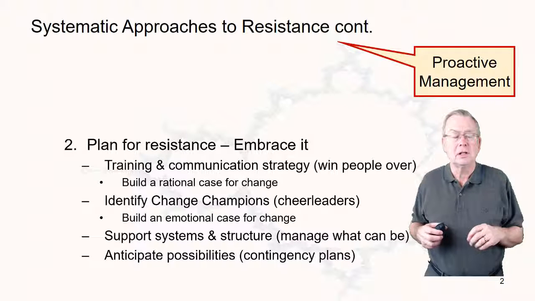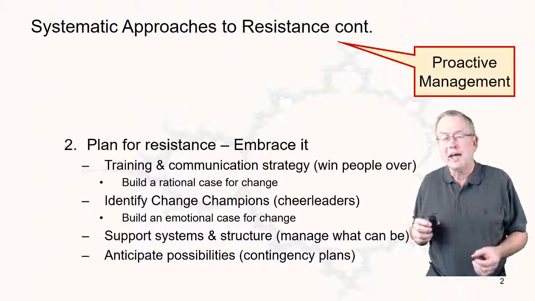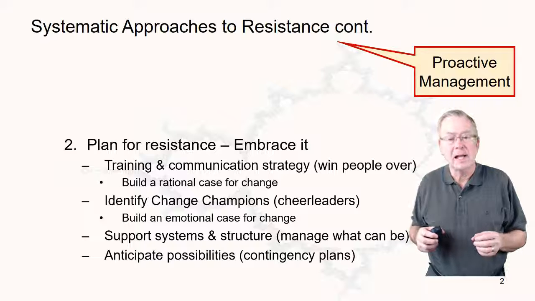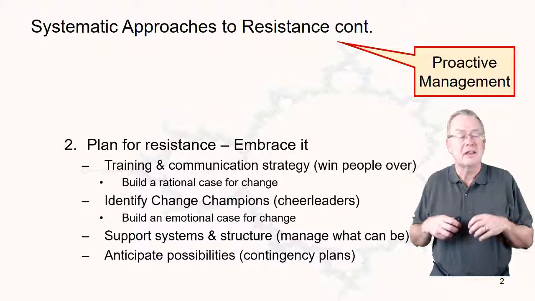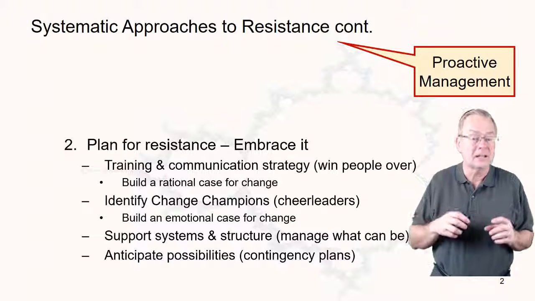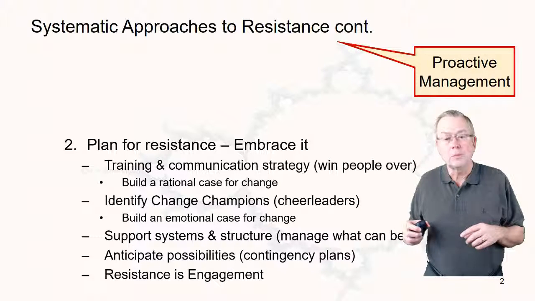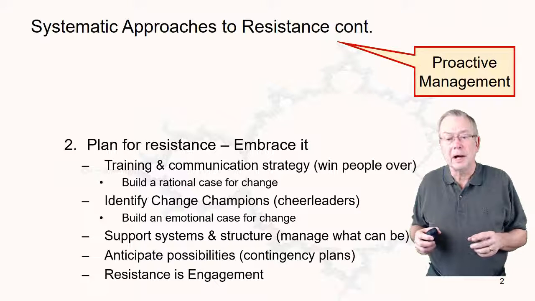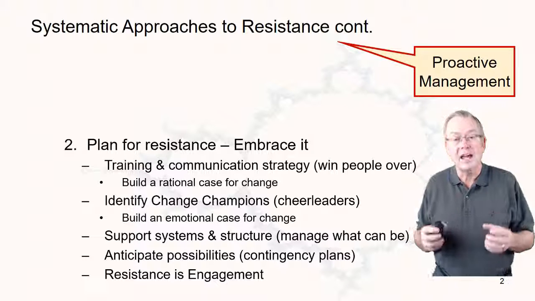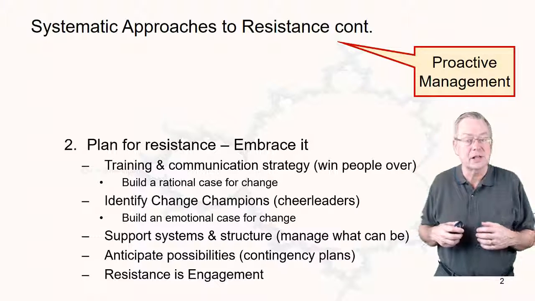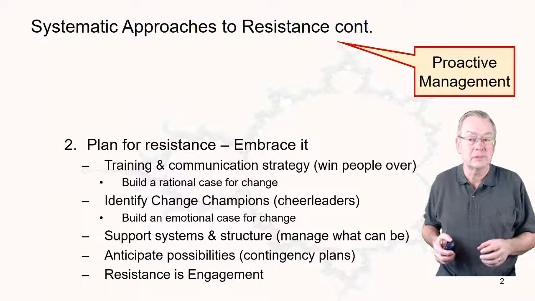We also need to talk about the support systems, the things that you can do structurally within the organization, managing what you can manage, and anticipating the possibilities in your contingency planning. This lays the foundation for identifying where resistance will occur and then dealing with it in advance. Also, we're going to be talking in more detail later about engagement of resistance. People who are resistant are actually more engaged than those who are passive outside of the process, and there's some benefit of having engagement even if it involves some resistance.